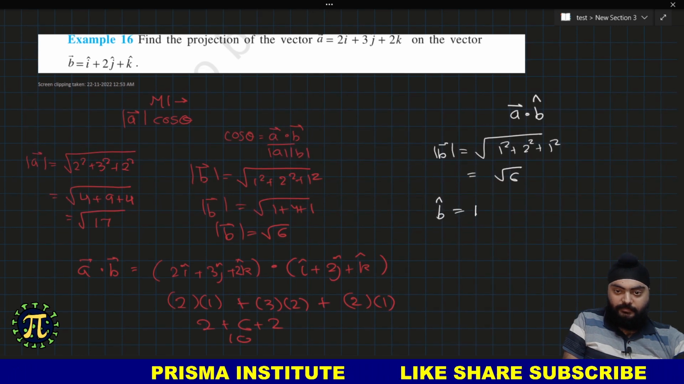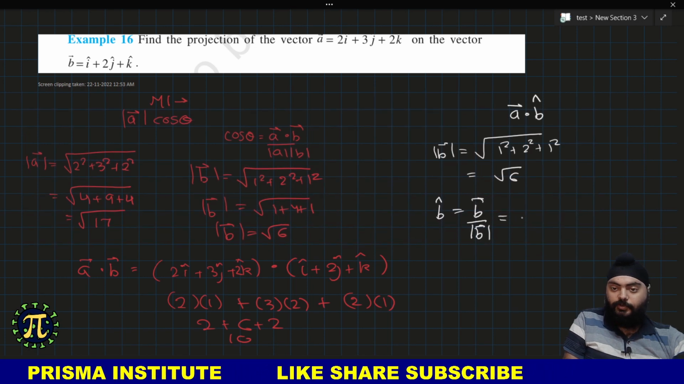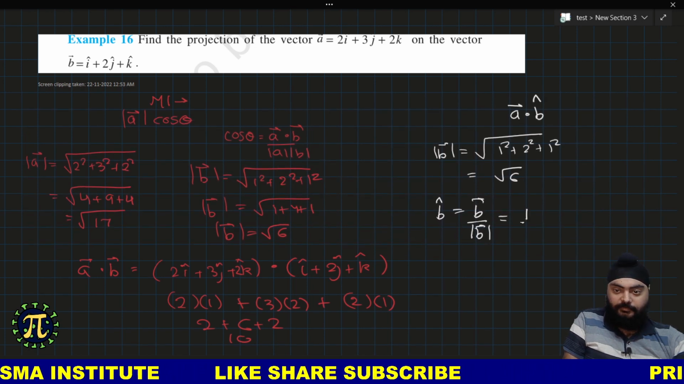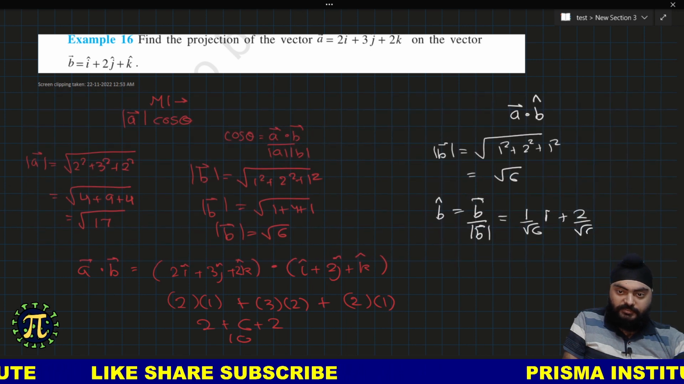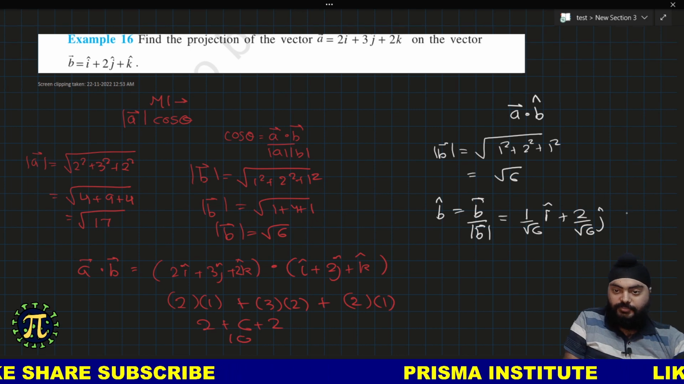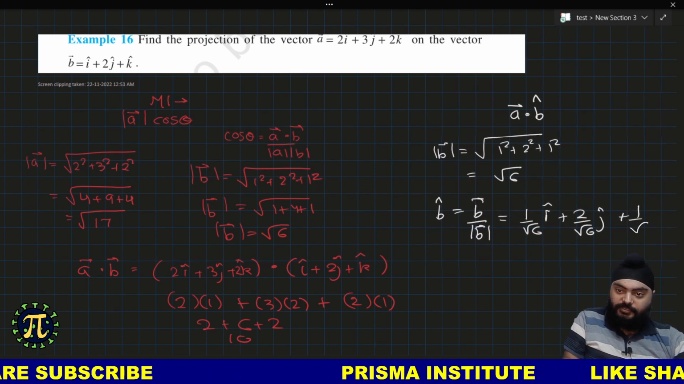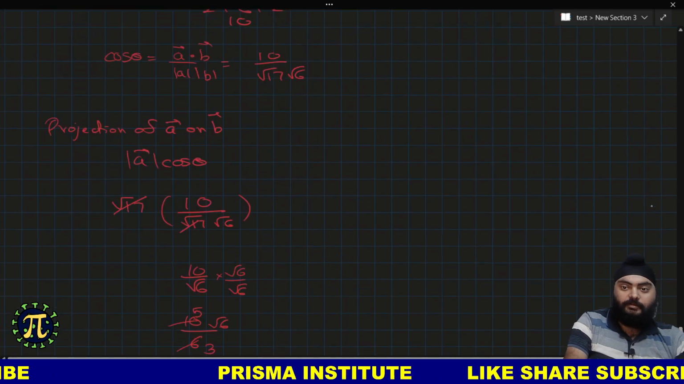B cap is B vector divided by mod of B, which is the unit vector. Unit vector कितना आ रहा है? 1 by root 6 i cap plus 2 by root 6 j cap. करेक्ट, क्योंकि B vector को हमने किससे डिवाइड करना? root 6 से, plus 1 by root 6 k cap. And हमारा projection of A on B कितना आ रहा है?